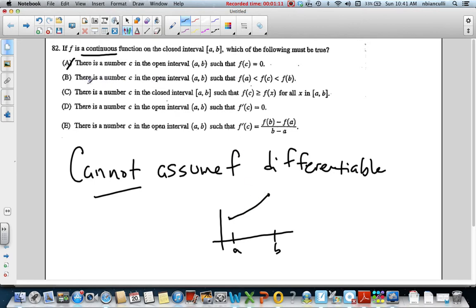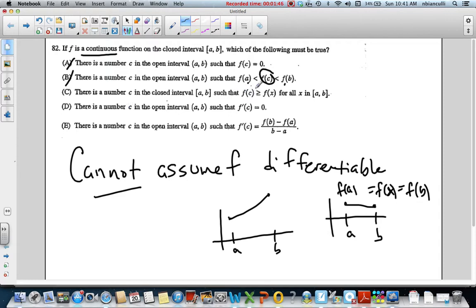So then b says there is a number c in the open interval a to b such that f of c is sandwiched between f of a and f of b. Well, there's many counterexamples. One counterexample is just to take any line with slope 0. And on that, we know that f of a equals f of b, which equals f of x everywhere. It's all the same height. So that's out.